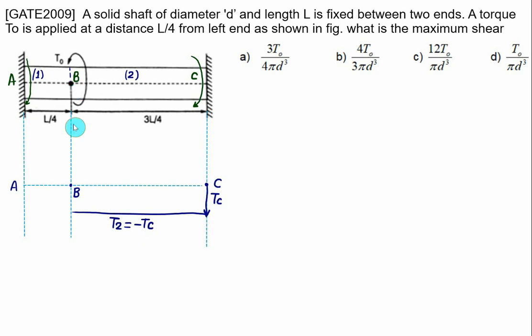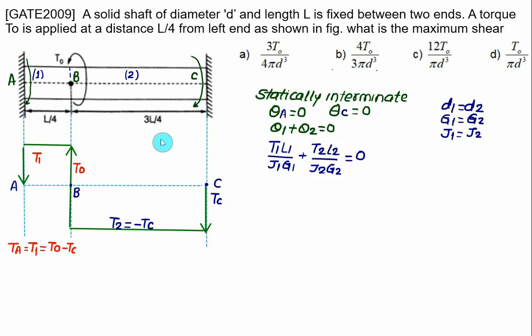Then we apply a torque equal to T0 at B, which is a positive torque, so we'll move vertically upward. This value is equal to T0, and between A and B there is no further torque acting. This will be the same torque, T1. This time the value of T1 is equal to T0 minus TC, and this torque is the same as the torque at A. So you have to close this diagram.